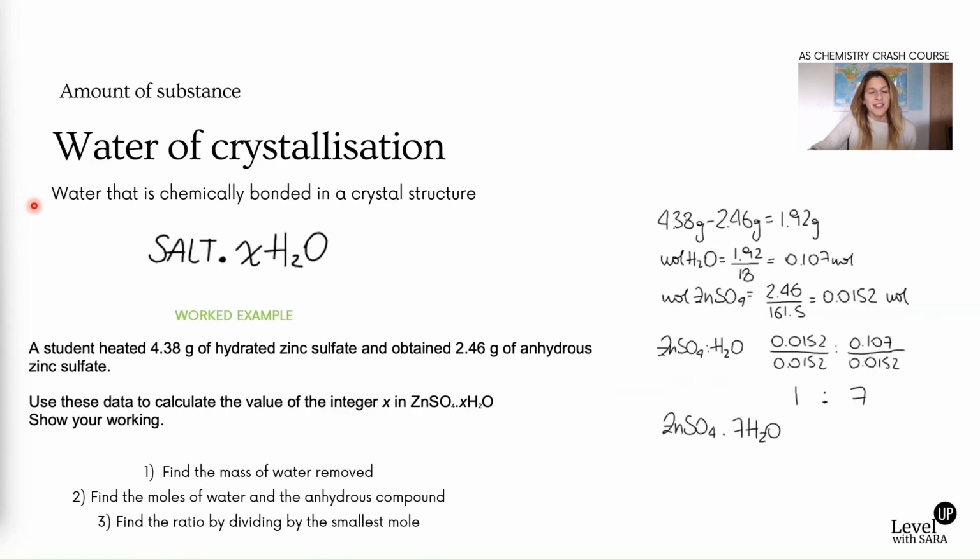The last calculation for this lesson is water of crystallization. First of all, the definition is water that is chemically bonded in a crystal salt. It is expressed in this way: salt with a little dot, and then the whole ratio of the amount of water that is present. So we have 1 molecule of salt for a certain number of molecules of water. Let's look at this example. Read it and then we'll do it together.